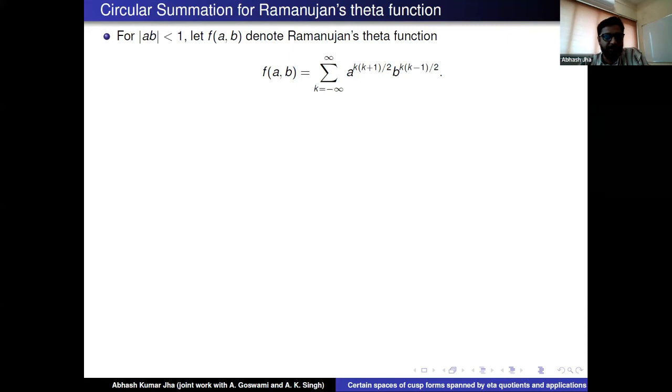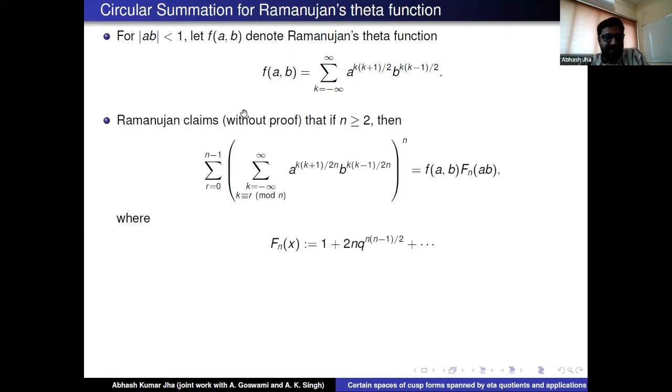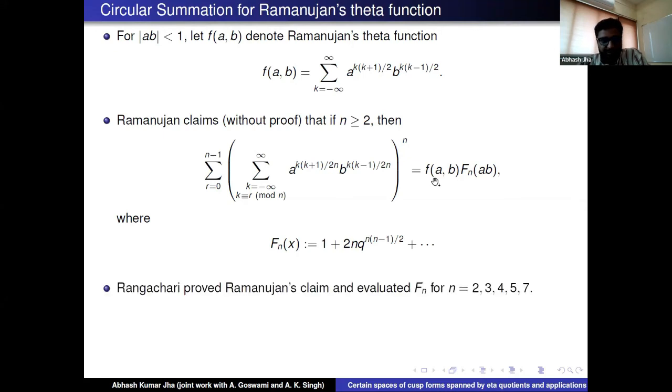Another thing is that one can apply this same technique to obtain an expression for Ramanujan's theta function. This was the theta function Ramanujan considered, and he claimed without proof that it satisfies this particular equation. Later, Rangachari proved the Ramanujan claim, and he also evaluated certain values of F_n for n equals 2, 3, 4, 5, and 7.